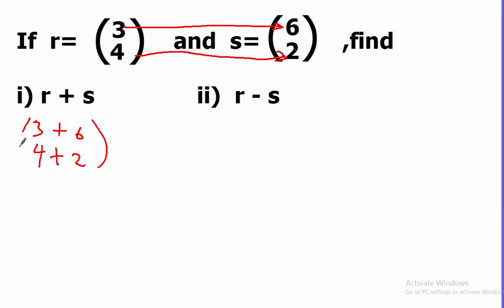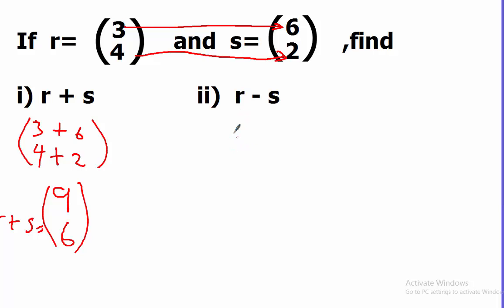So from this, we can simply say 3 plus 6 is giving us 9. Then 4 plus 2 is giving us 6. Therefore, r plus s is equal to 9, 6. Remember, this is not a fraction, it's a vector. So it's not 9 over 6, but 9, 6. And therefore, you cannot reduce the values. You leave them the way they are.